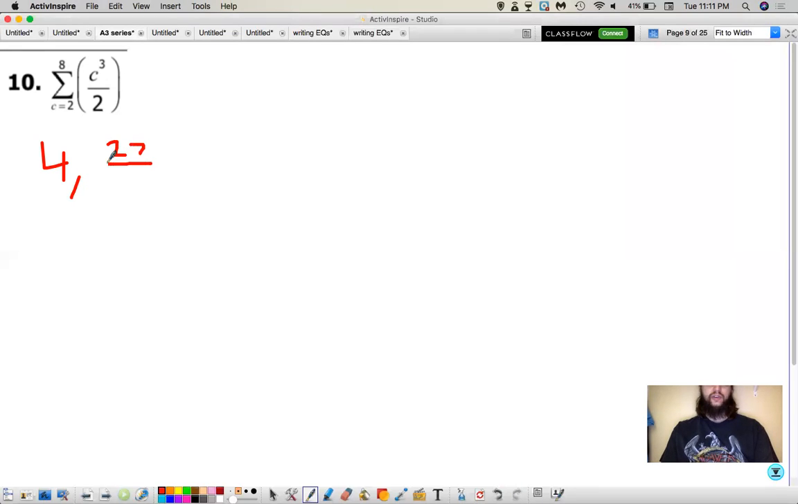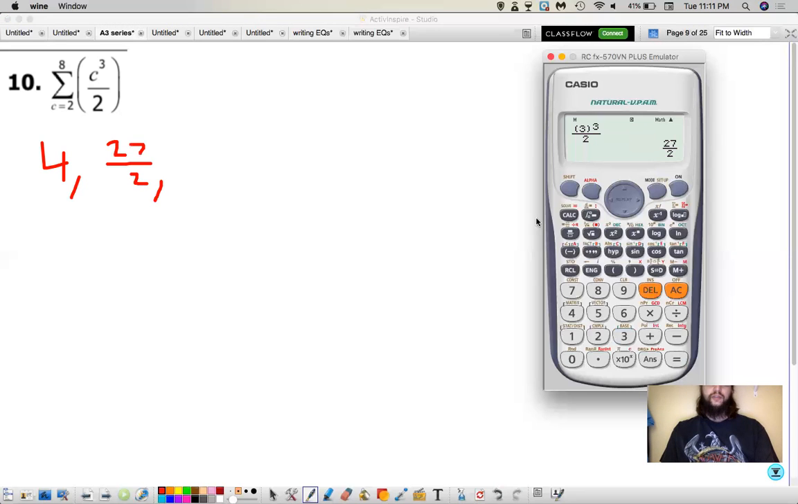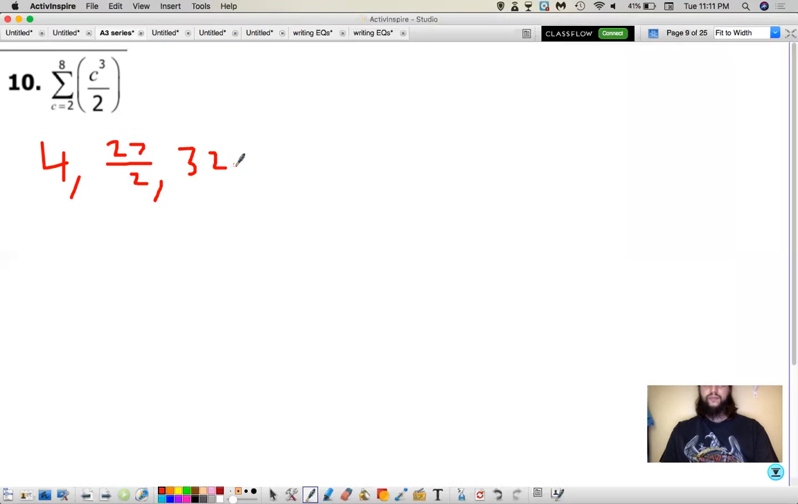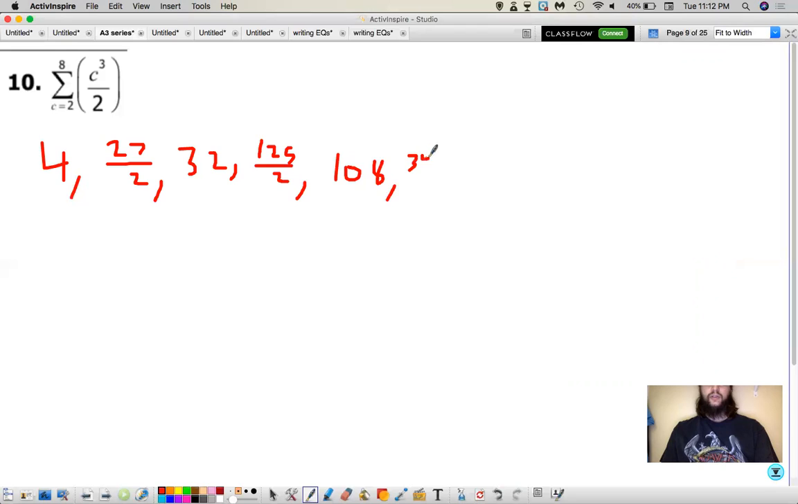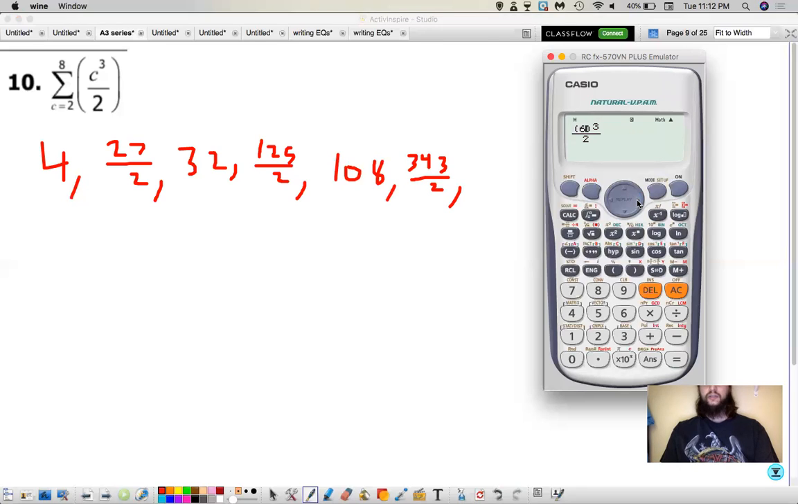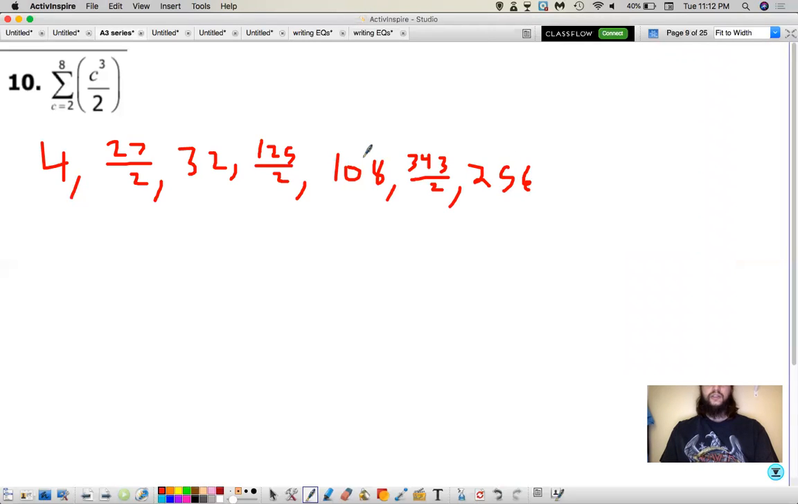This one's kind of easy to do in your head if you know your cubes. 64 over 2 is 32. 125 over 2. 6 cubed is 216, over 2 is 108. And 7 cubed, 343 over 2. And 8 cubed over 2 is 256.